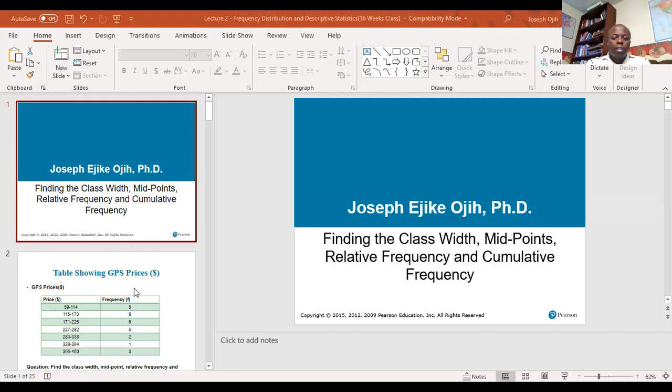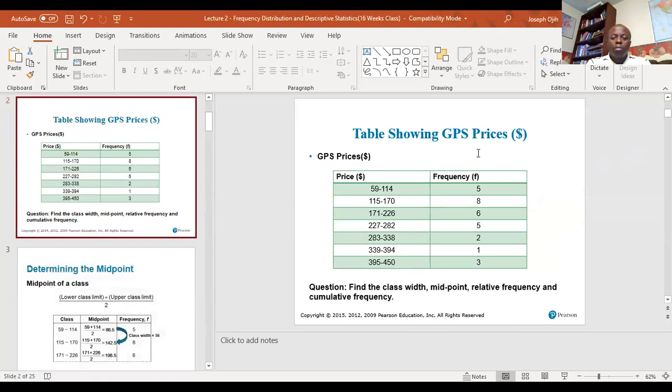Now, let's start. Suppose we have this table here containing GPS prices. It says here, find the class width, midpoint, relative frequency, and then cumulative frequency. Let us start with class width. Class width is the easiest to find, so we're not going to waste so much time here.